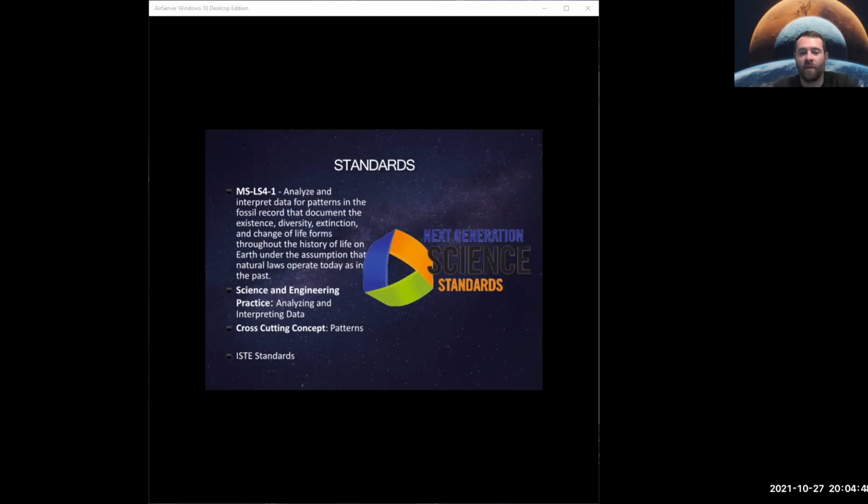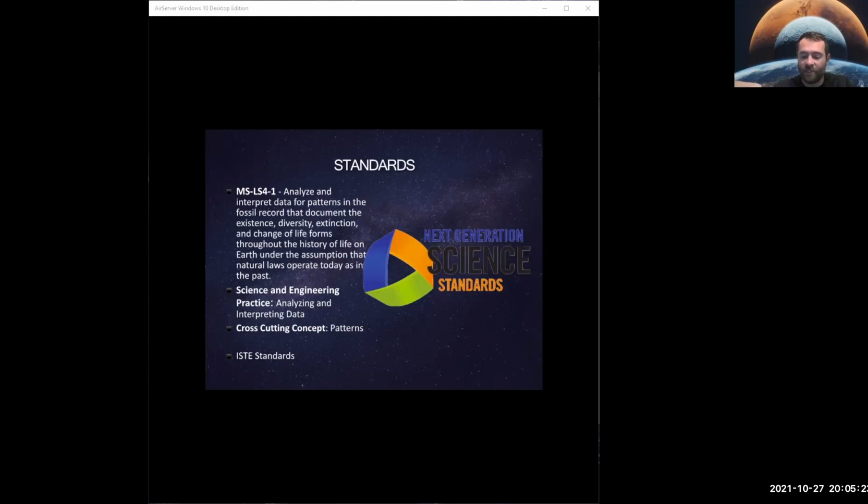And the number one thing is that they are Next Generation Science Standards aligned. So for example, the first unit for this lesson that we did was MS-LS4-1. That's middle school life science 4-1, our standard for that. And that basically deals with analyzing patterns in the fossil record to see things such as evolutionary change, and just see the change throughout the Earth's history.